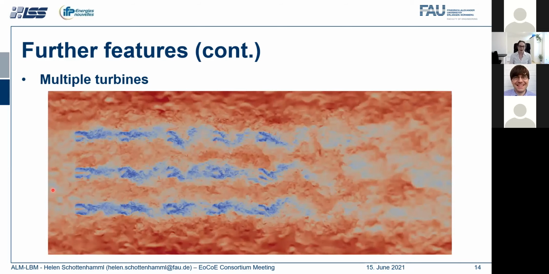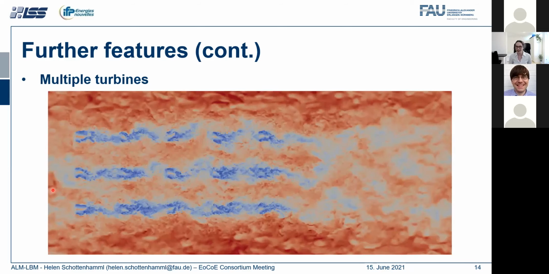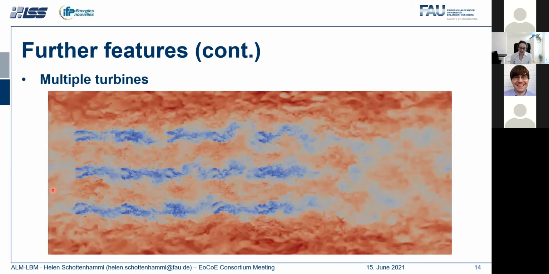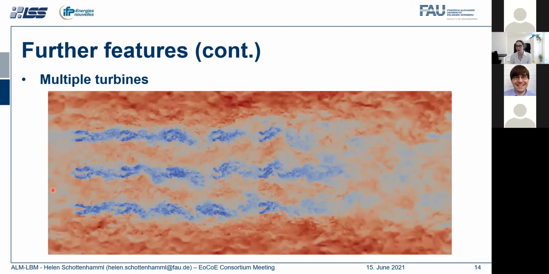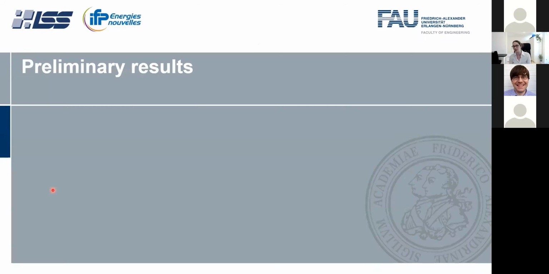Yeah, now pictures are nice to look at. But if we want to really do physics, of course, we need some validation. For this, I will show you now some preliminary results. Everything I will show you now is based on the New Mexico test case at a wind speed of 10 meters per second.